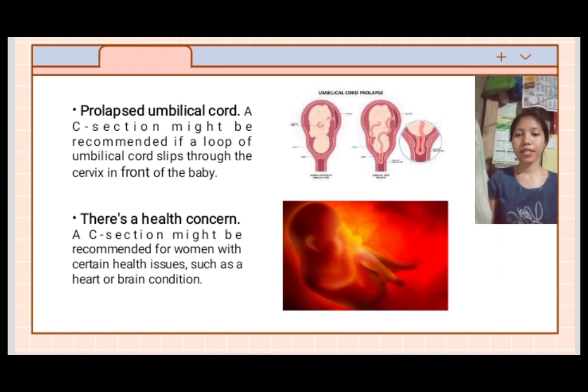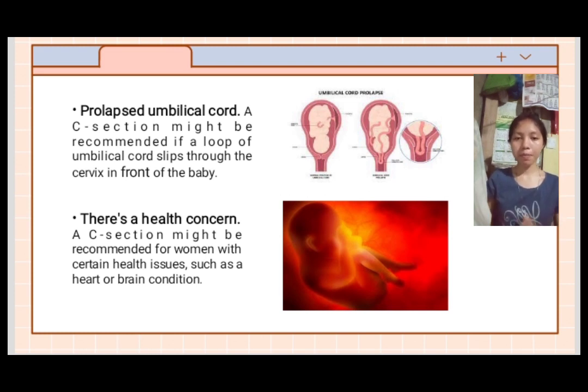So the next one is prolapsed umbilical cord. To those who don't know, the umbilical cord is a flexible tube structure that transports nutrients and oxygen to the fetus during pregnancy. Going back to prolapsed umbilical cord, it is a serious problem during childbirth.